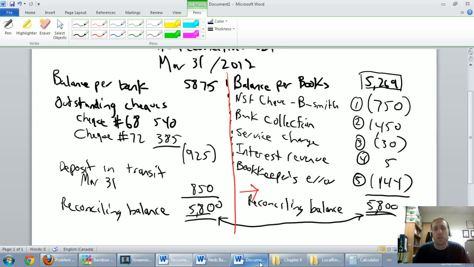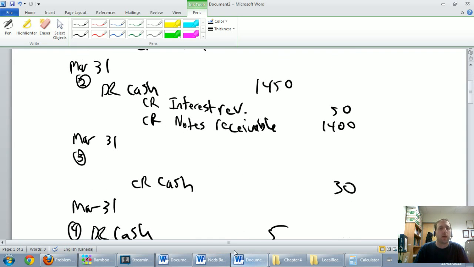Service charge, $30. Okay, well, what is a service charge? A service charge is a cost of having a bank account. It's an expense of the company. Whenever we have expenses, I'm thinking debit. Debit the expense. Expenses always take a debit. So let's debit service charge expense. And sure enough, that's what I was missing, was a debit. So I'm going to debit service charge expense for $30.